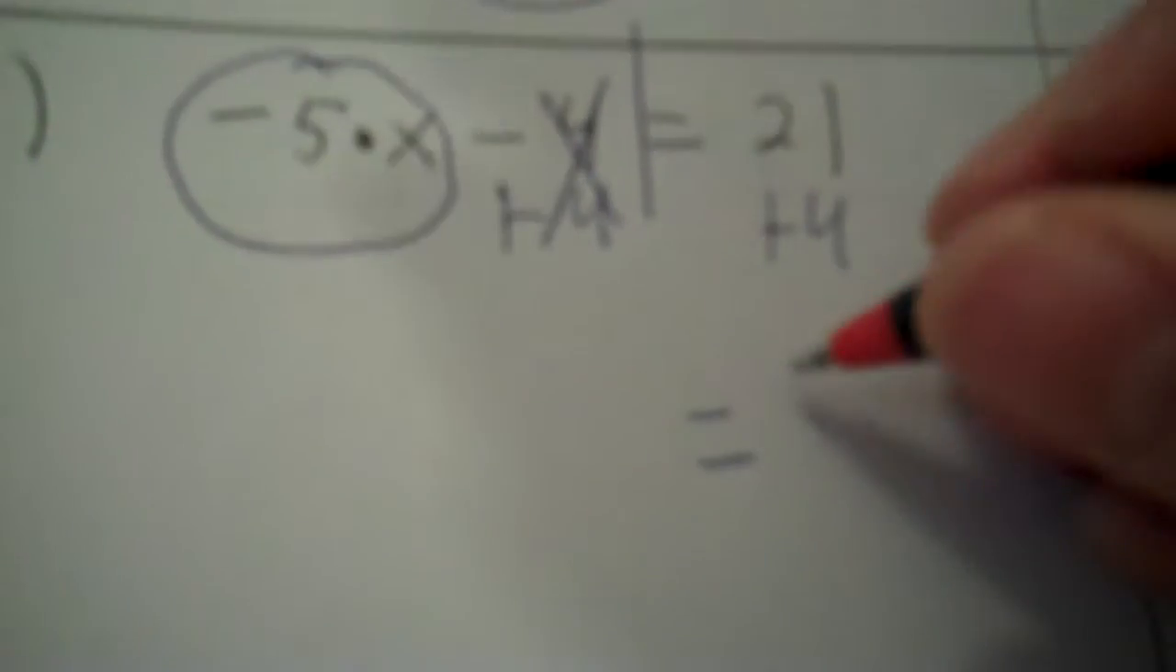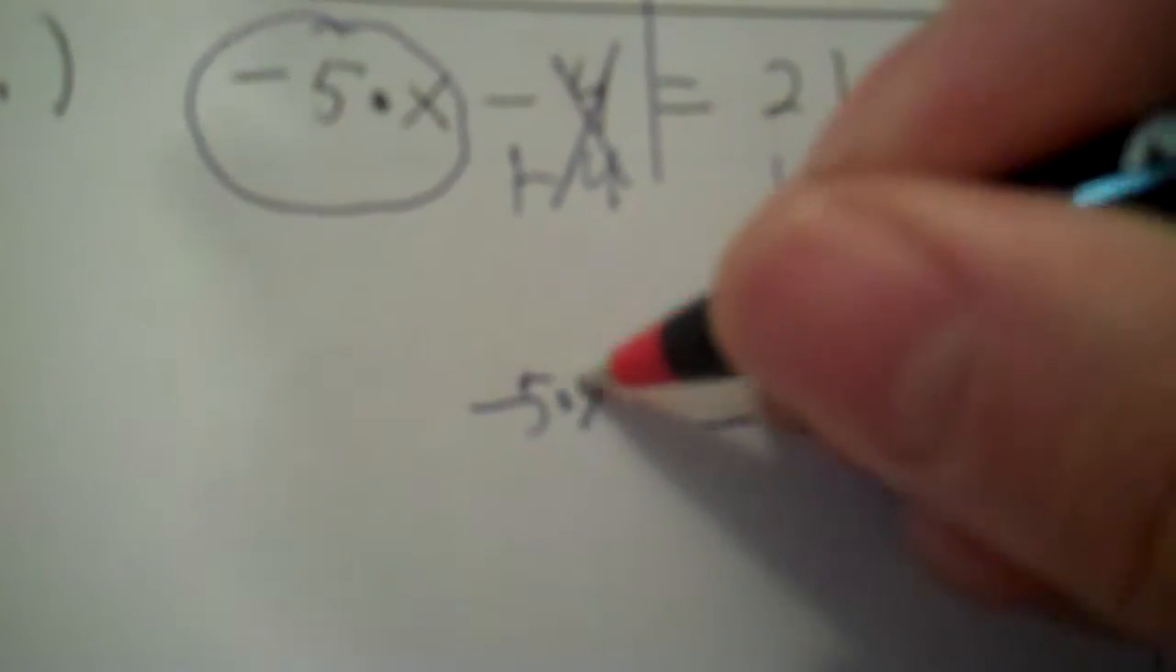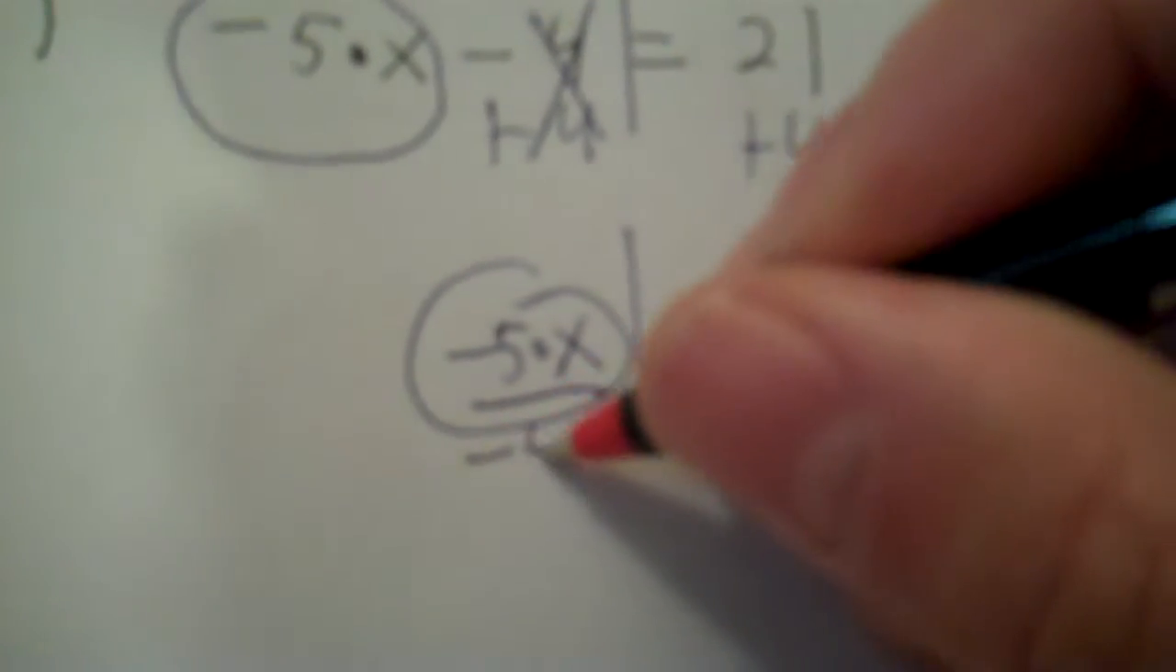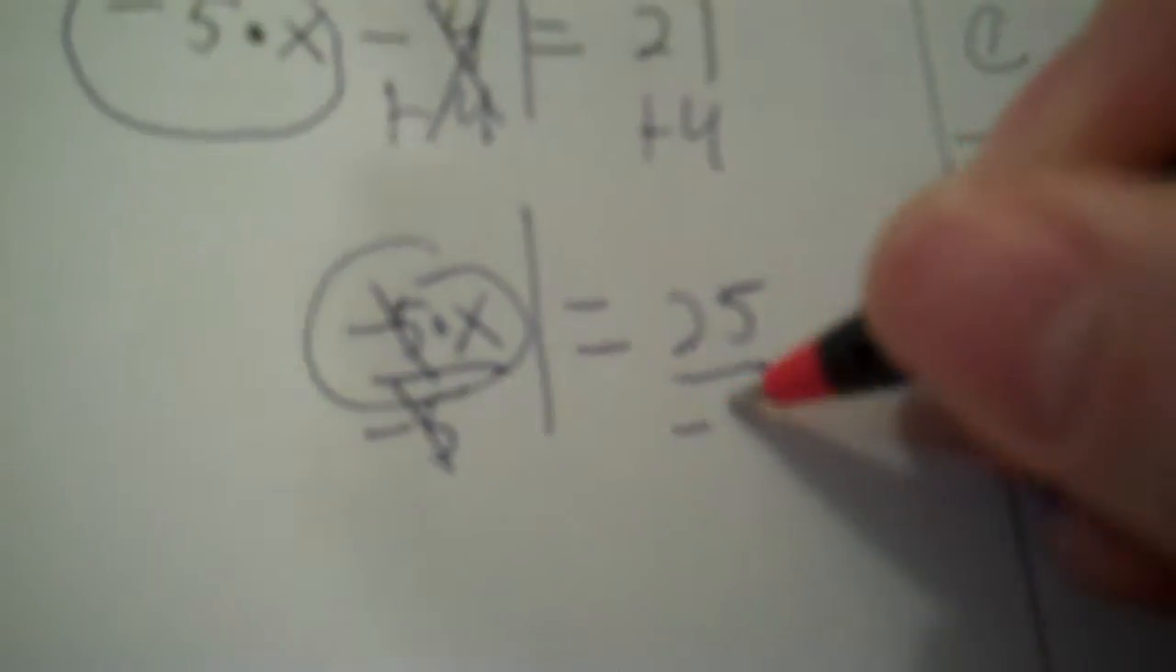Okay, so I plus 4 to get rid of the minus 4. 21 plus 4 is 25. And I've got negative 5 times x. And then I get rid of the times negative 5 by dividing by negative 5. It's called inverse operations. Inverse means opposite. So 25 divided by negative 5 is negative 5.